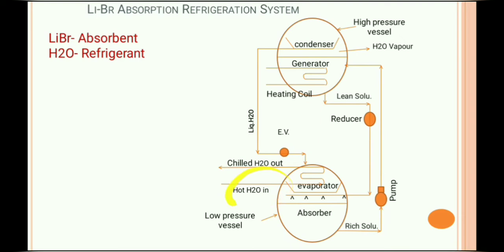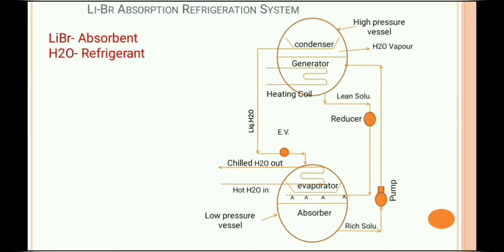If we have to convert that hot water into chilled water, then the liquid H2O refrigerant which enters into the evaporator absorbs the heat from that hot water and converts it into chilled water. Okay, and due to absorption of heat from that hot water, that liquid refrigerant is converted into vapor refrigerant at the outlet of the evaporator.